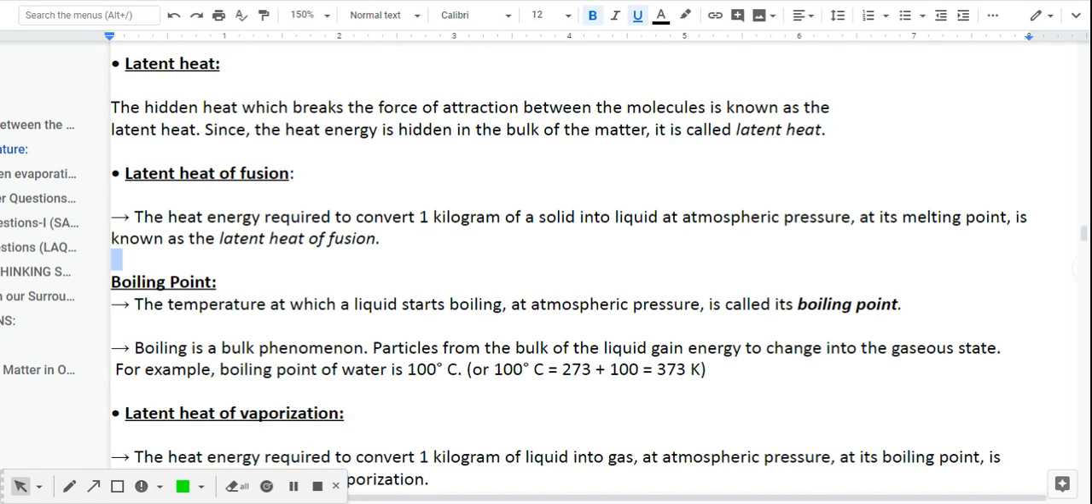So basically agar main ise aur thoda easy hindi mein convert karu, to ye ek aisi amount of energy hai jo 1 kg solid ko liquid mein convert karne ke kaam aayegi at atmospheric pressure aur uske melting point pe, kyunki har solid ka melting point alag hota hai. That is known as latent heat of fusion, right?